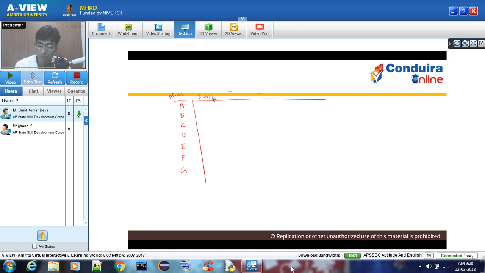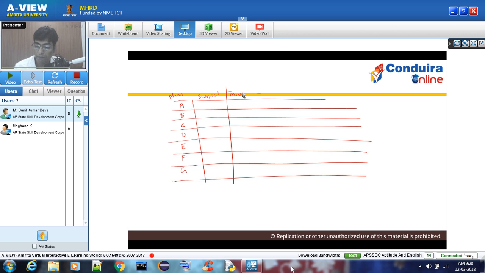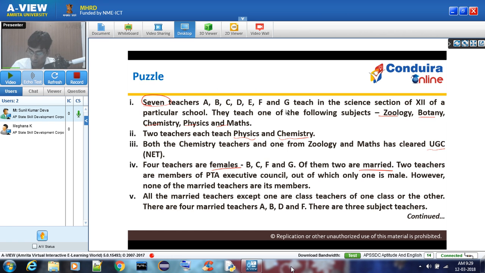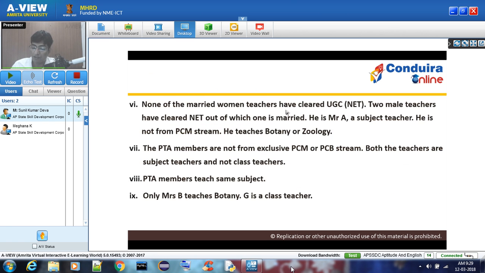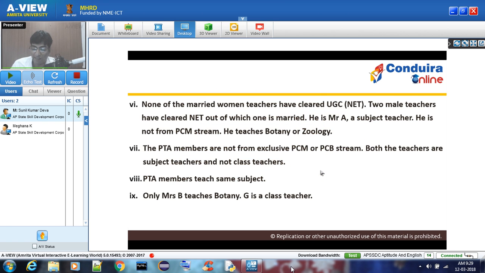The next thing that we need to fill is subject. Then we have to know whether they are married or not. Then we have gender. Then we have UGC net. What else do we have? Whether they are married or not. However, there's a PTA Executive Council. They give the big names just to make sure that we feel bad. So don't feel bad. And some class teachers.